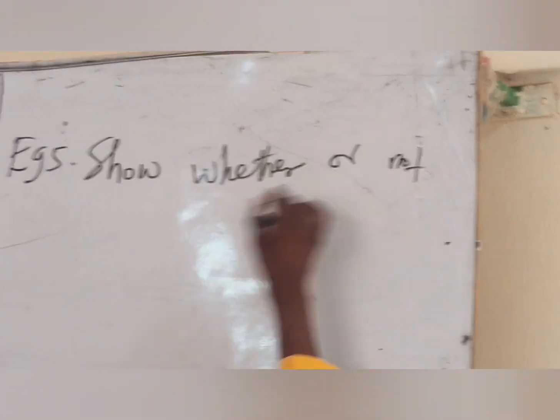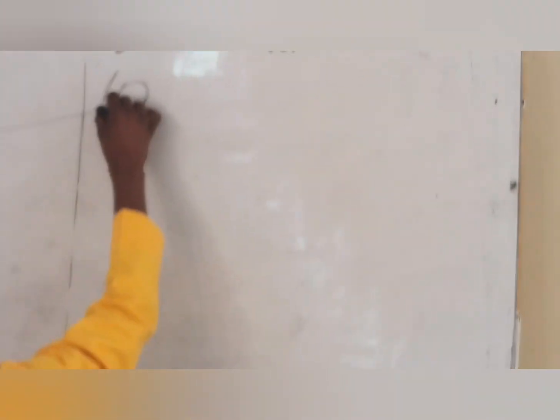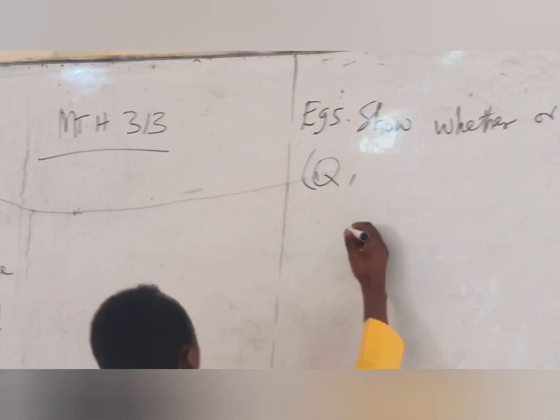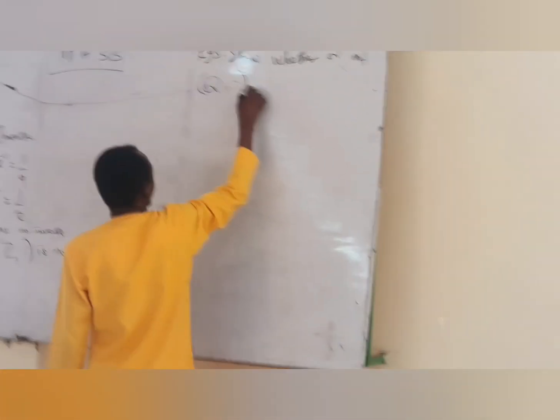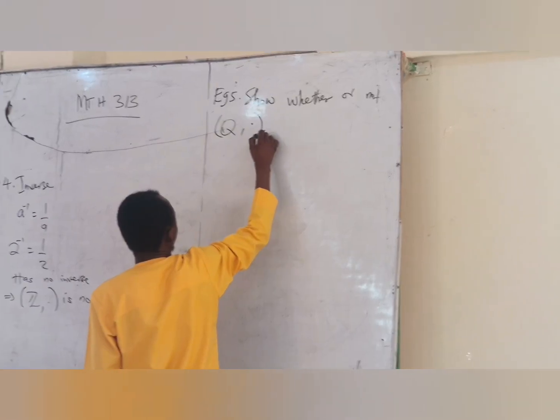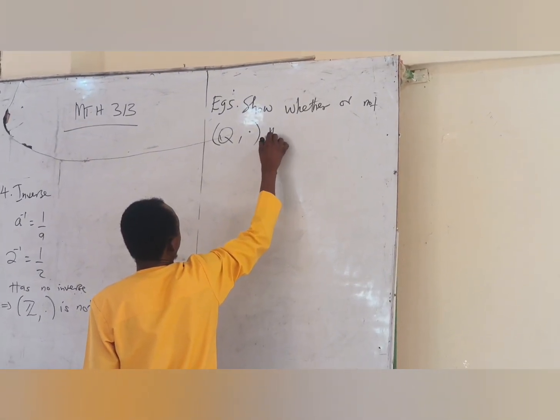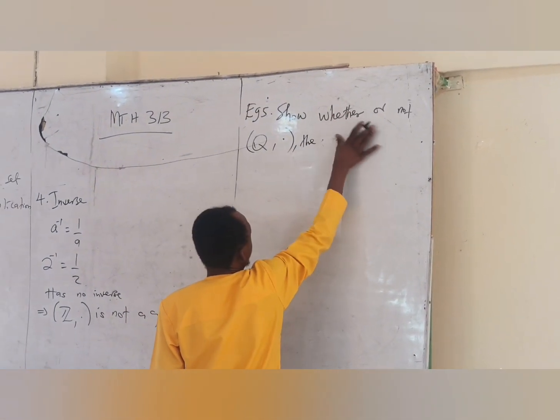Show whether or not the set of rational numbers, Q, with multiplication, is a group.